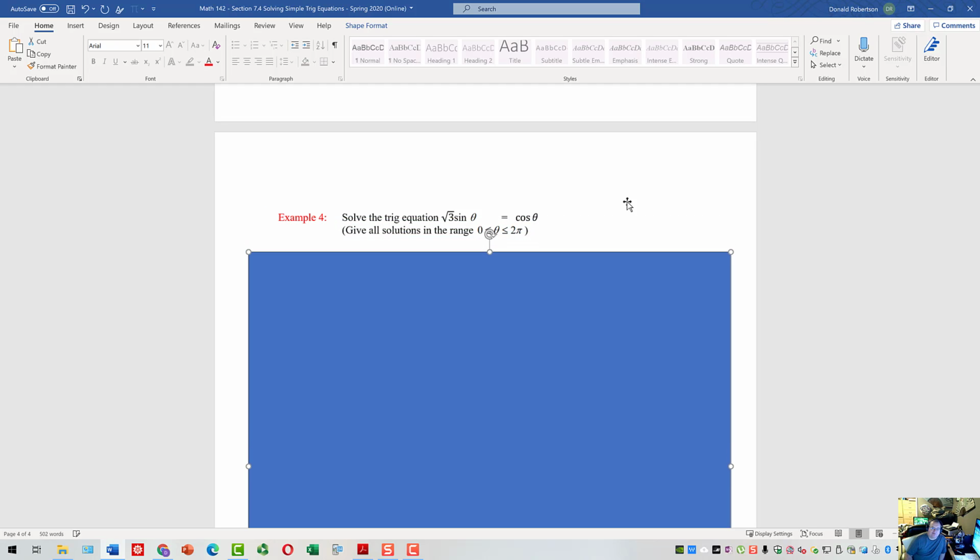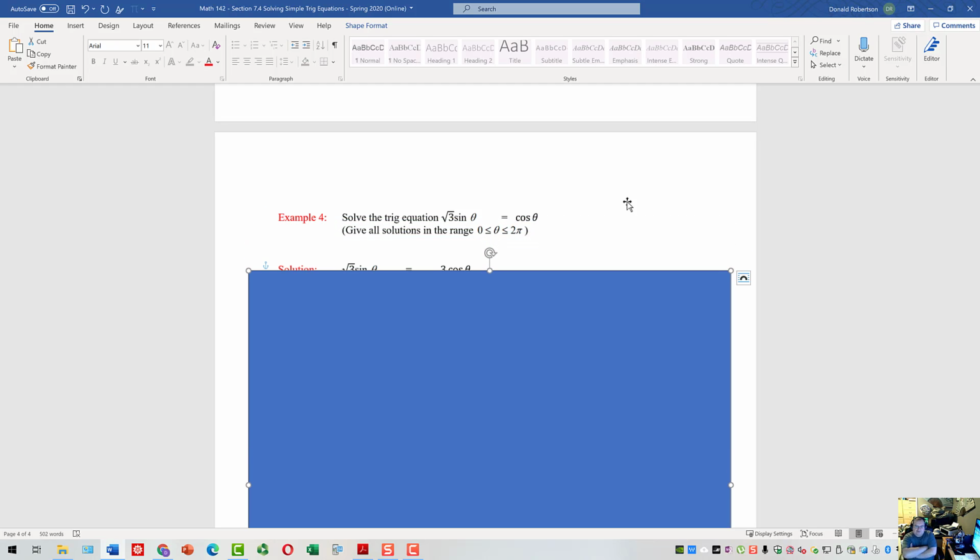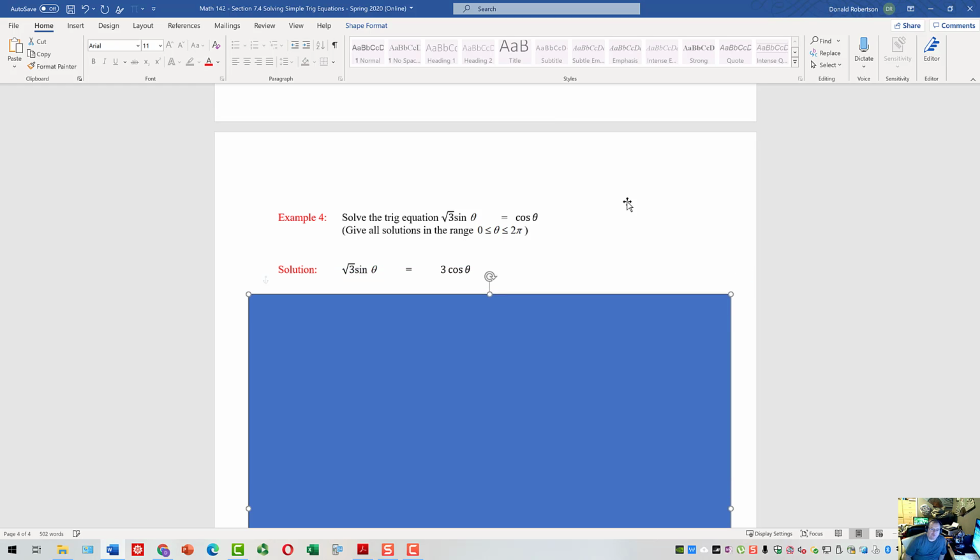Now this one looks a little bit different, because it's the first one we've met that has a sine and a cosine in it. And that might throw you a little bit, but I'm going to do a trick that we're allowed to. As long as you divide both sides by the same thing, you should be able to get away with it. So let's divide both sides by cosine theta.